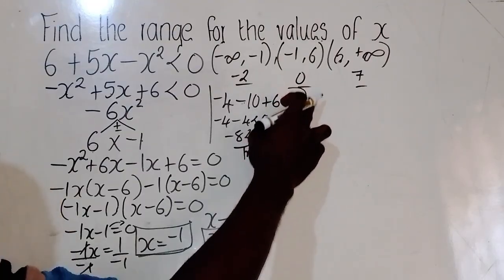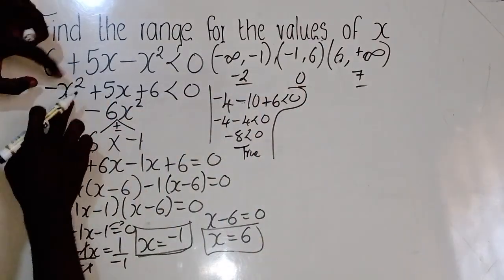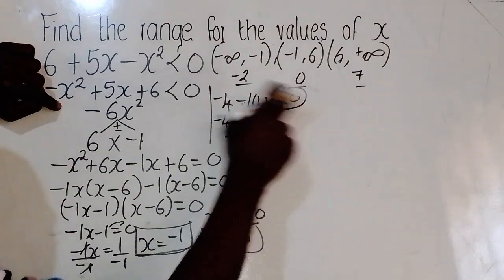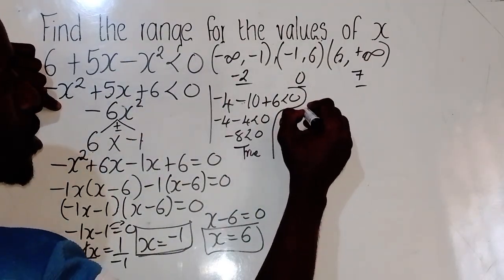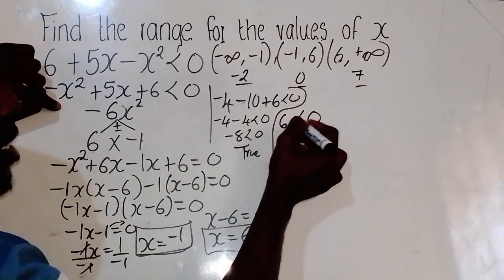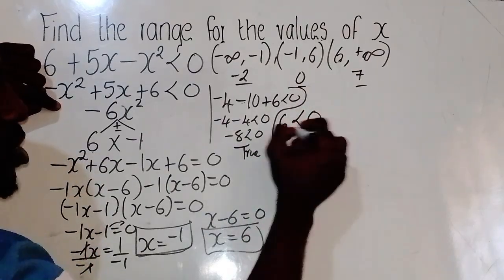Now we go to the next one. If I put a 0 here, it will be 0. Again, if I put a 0, it will be 0. So I am going to remain with this one, which is 6 less than 0. Now, is 6 less than 0? No, 6 is greater than 0. So this is false.